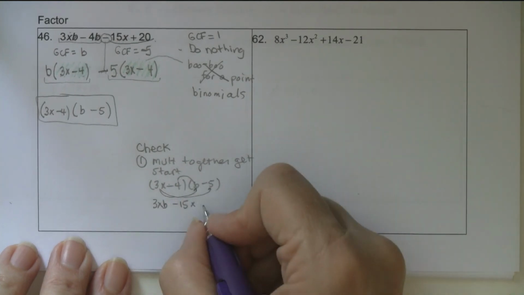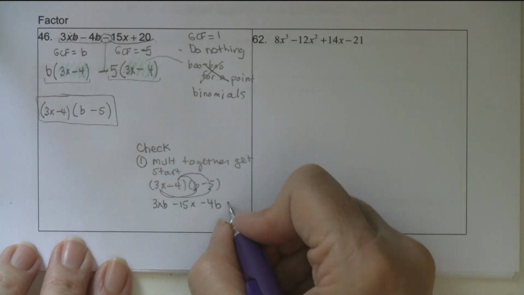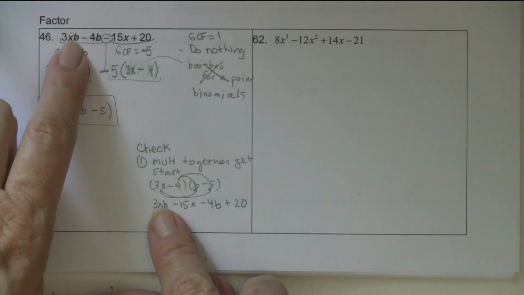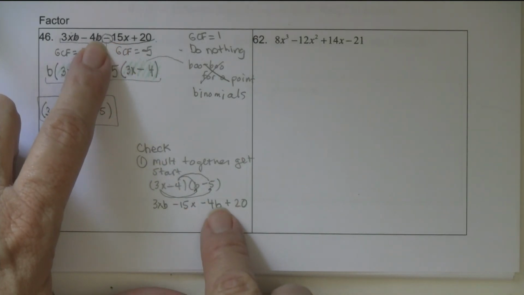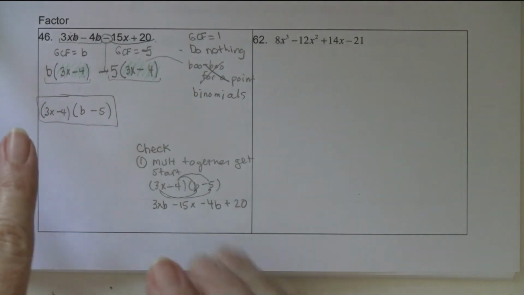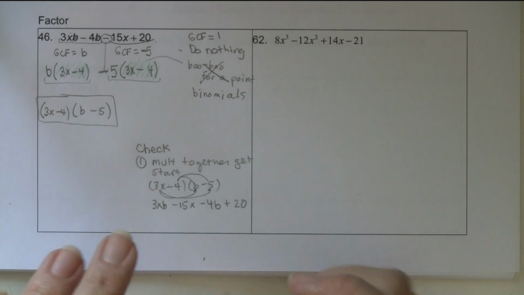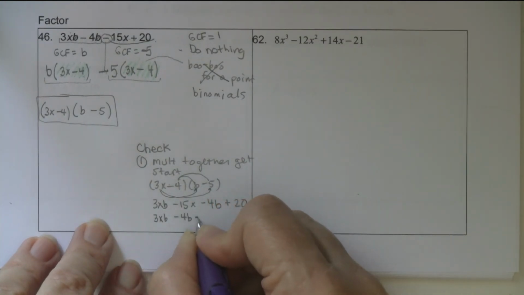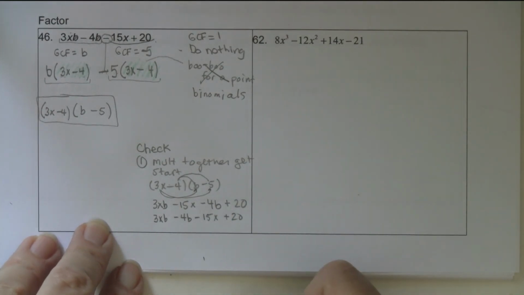And then on the inside, minus 4b. And then on the last, a negative times a negative is a positive. 4 times 5 is 20. And you notice that I've got 3xb, and I got negative 15x, I got negative 4b, and plus 20. And so I have all 4 terms, not in exactly the same order, but order doesn't matter. And because of the commutative property of addition, if I wanted to, I could switch the order here. That would be a fair thing to do and show you, see, it's exactly what I started with, right?